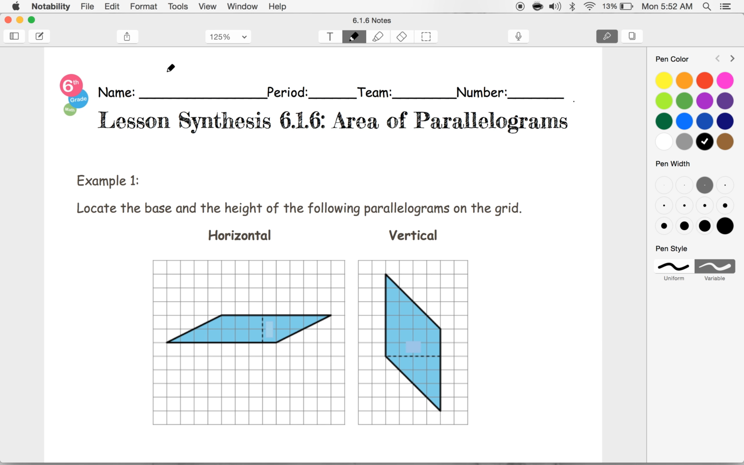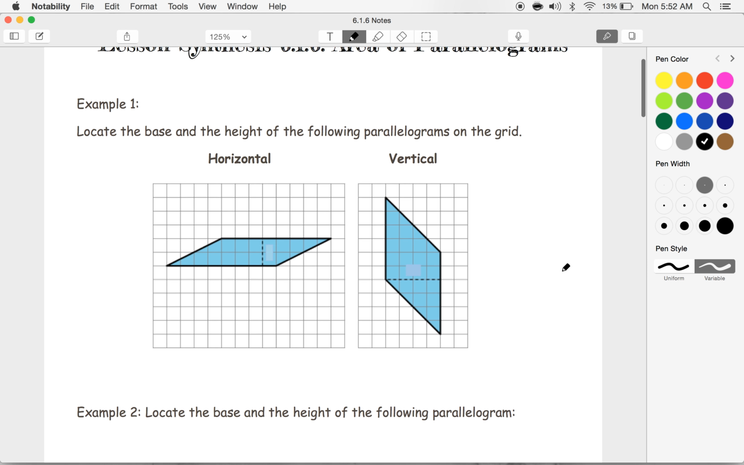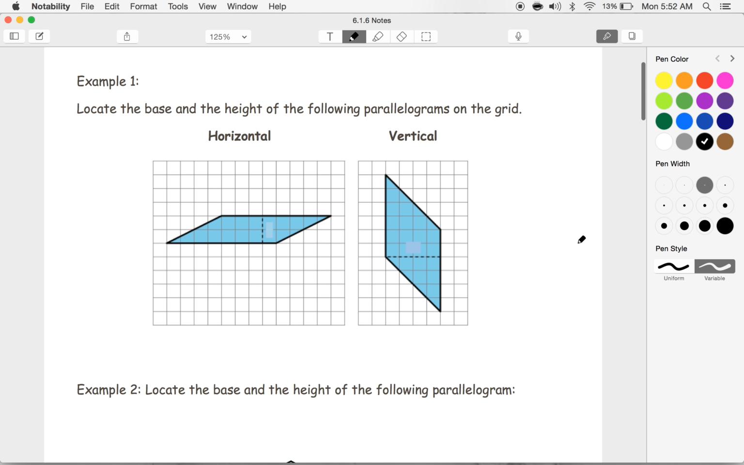All right, everybody, let's talk about what we learned today in 616, Area of Parallelograms. So from some of the questions that we asked, we should now be able to kind of locate where we believe the base and the height of the following parallelograms on this grid are going to be.